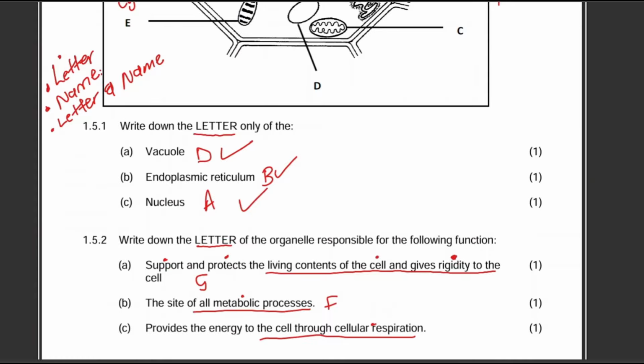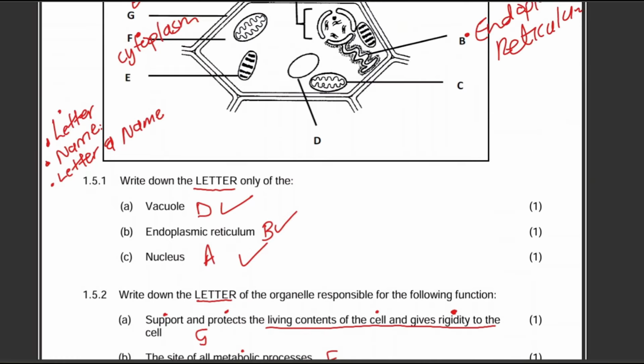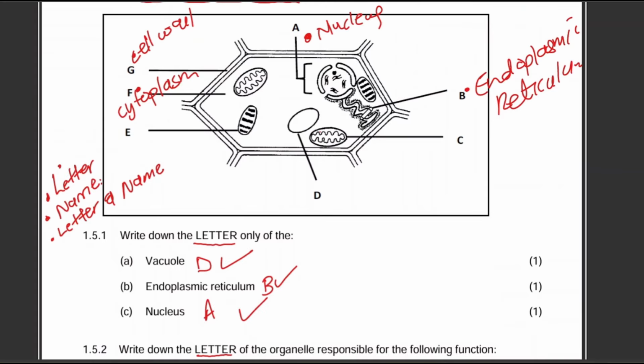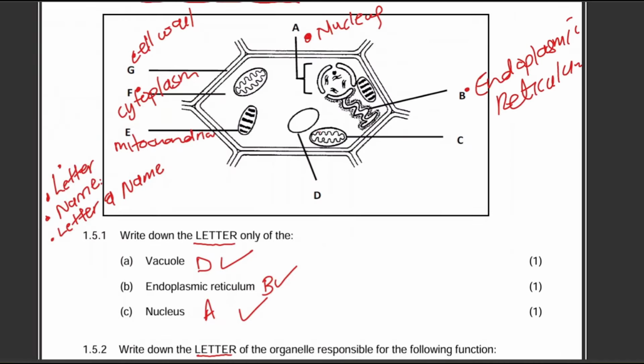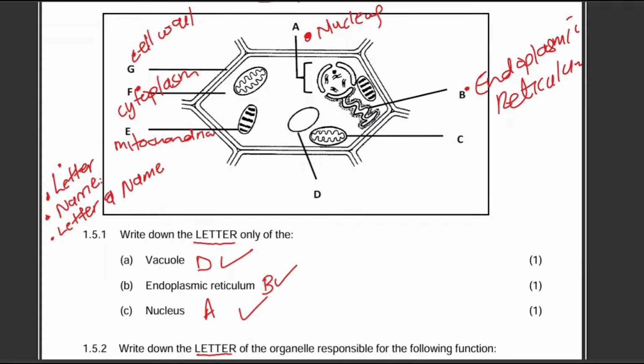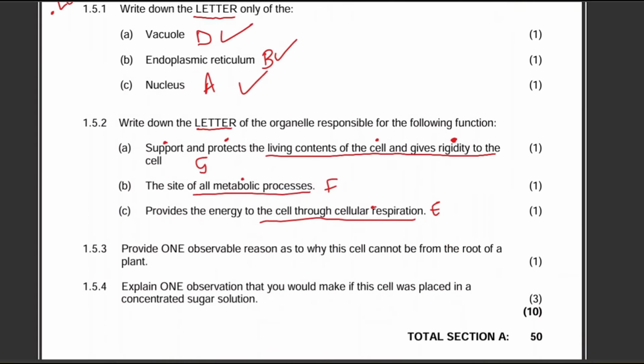Okay. Then provides the energy to the cell through cellular respiration. So the powerhouse of the cell, where cellular respiration takes place, I'm lying, that will be E, not this. This will be chloroplast. So this is the mitochondria. What letter is it? E. Remember, in a test, guys, you do not have to write all of this because they didn't ask you. I'm just writing them down for you.